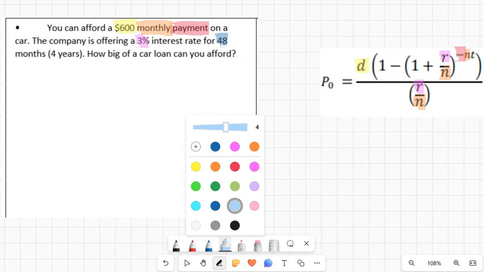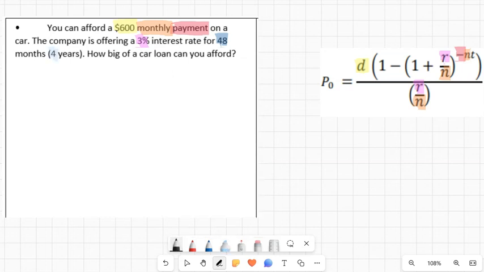Now, very similarly, we also have this 4. The 48 actually represents NT, and the 4 represents T. If you're given the number of years, that's always the T value. If you're given how many payments, which is if it's monthly payments and it's 48 months, that's how many payments. NT stands for how many payments are made in the course of this loan. I will probably stick with the 4 for T so it looks a little more standard, but that's up to you.